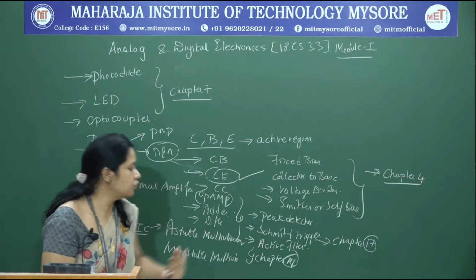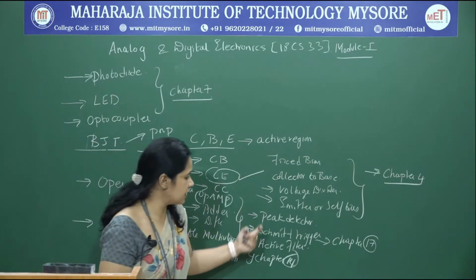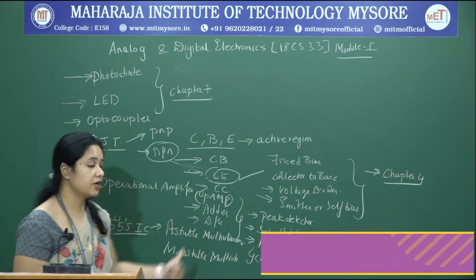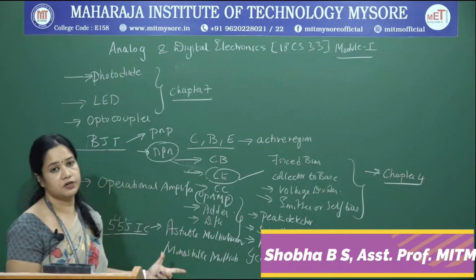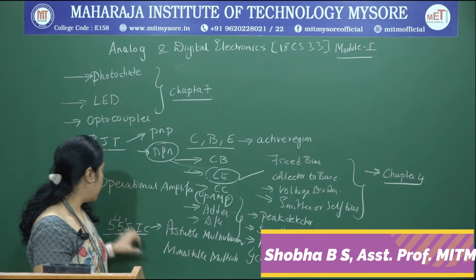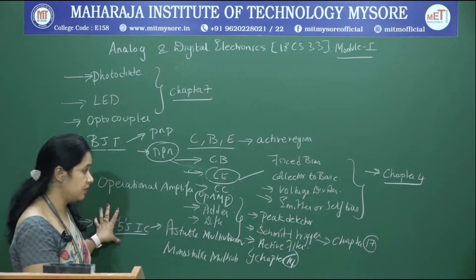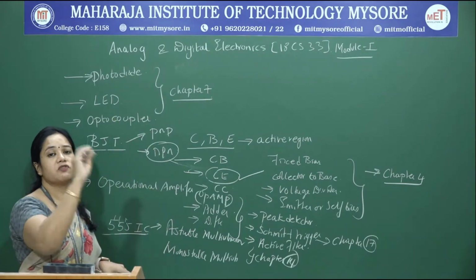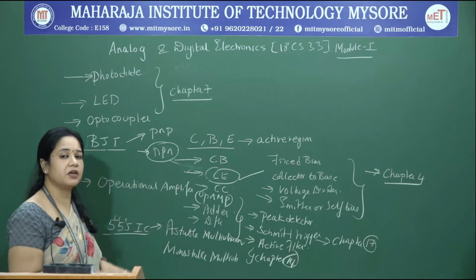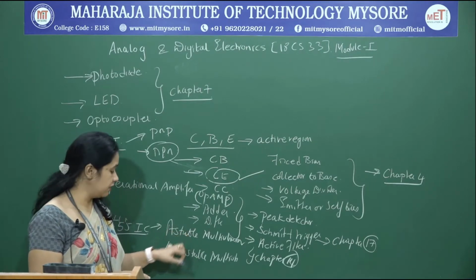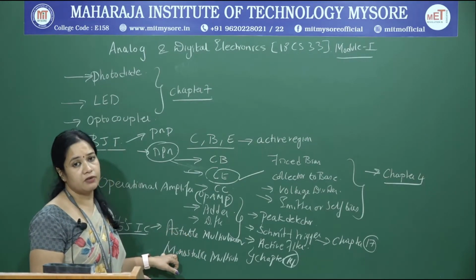We have just listed a few applications, which include peak detectors, Schmitt trigger, active filters, different types of active filters, voltage to current converter, current to voltage converter, relaxation oscillator and so on. And we will introduce a term called the 555 timer. What is a 555 timer? What are the various functional blocks which make up your 555 timer, and how can a 555 timer be used as an astable multivibrator and monostable multivibrator, we will see.